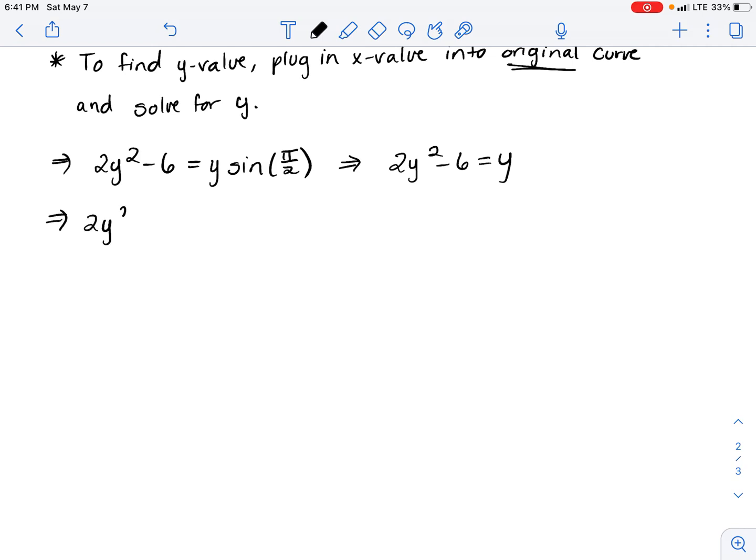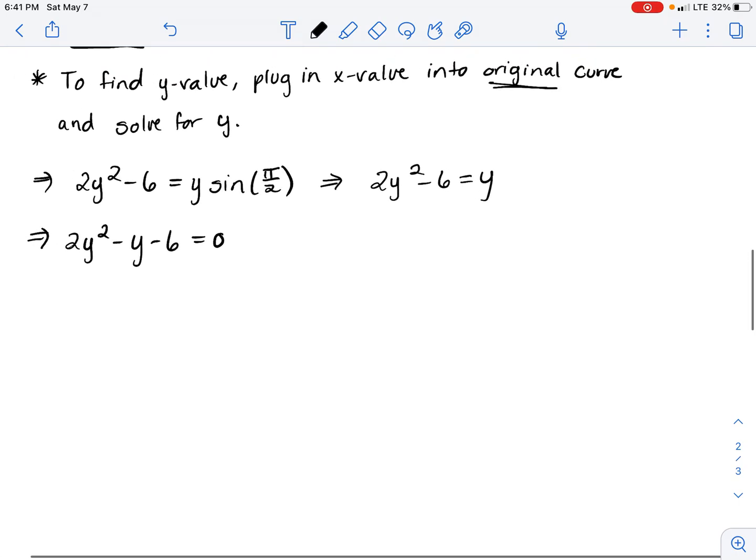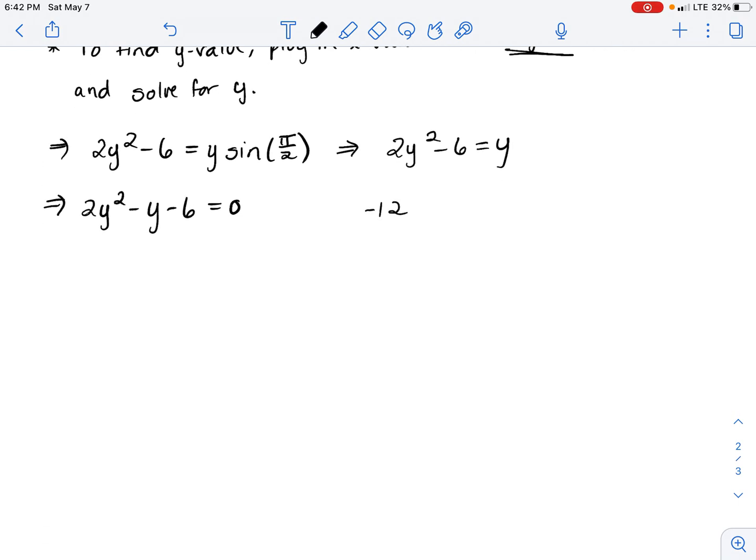So I have that this is 2y squared minus y minus 6 equals 0. And so now I need to do group factoring, because if I try to factor out a greatest common factor, the greatest common factor is 1. The problem is that I have a number in front of the y squared. So I need to multiply 2 times negative 6, because this is my a value in front of the y squared. My c value is negative 6. So we call this the AC method, because I'm going to multiply them together to get negative 12.